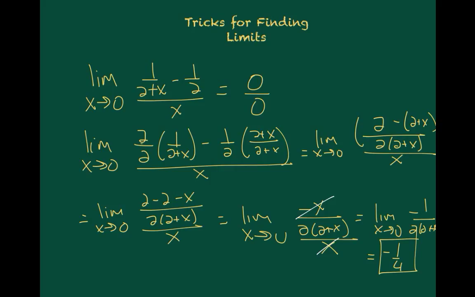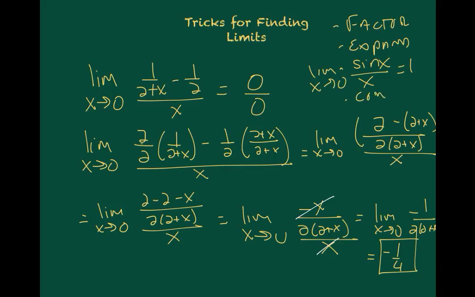Okay, so you've learned a lot of tricks here. One is to factor, one is to expand, one is to use sine x over x equals 1, and that's only as the limit as x approaches 0. And the last one is to get a common denominator. All kind of math tricks toward finding a limit.